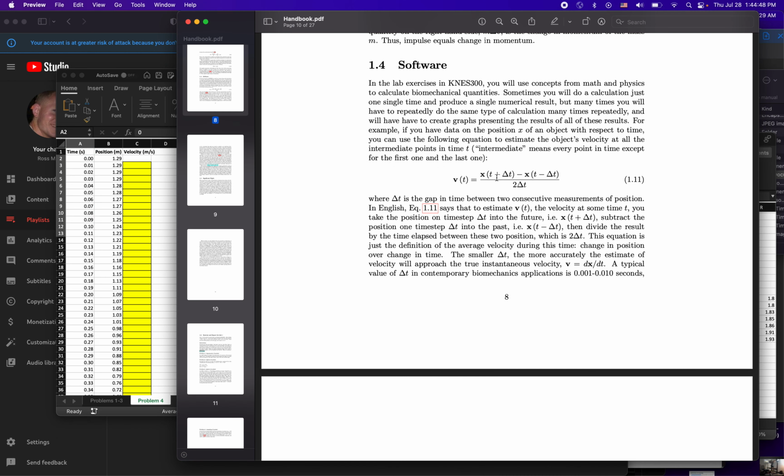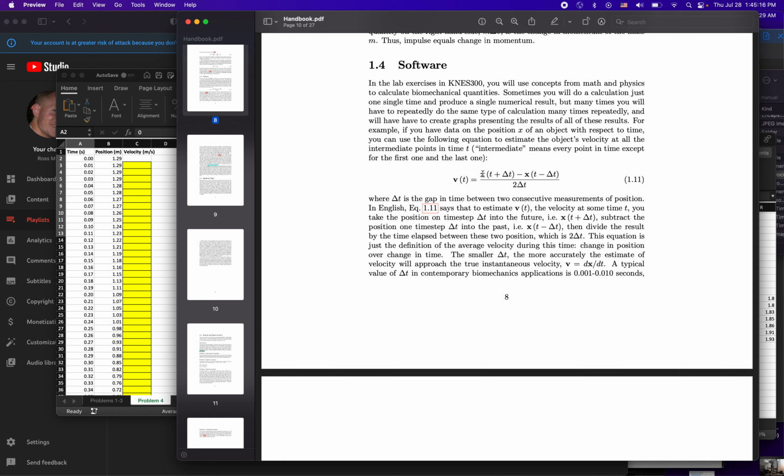Now, what is this equation saying in practice? What is it actually doing? This is saying I want to know the velocity v at some time t, and I'm going to calculate that by taking the position at some time a little bit into the future from the time that I want to know the velocity at. So I'm going to go to my time t, and I'm going to jump forward in time by some small amount delta t.